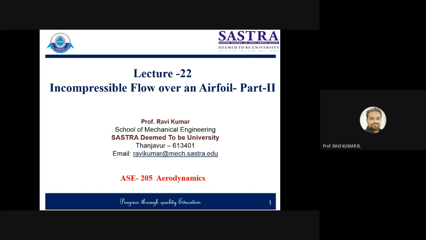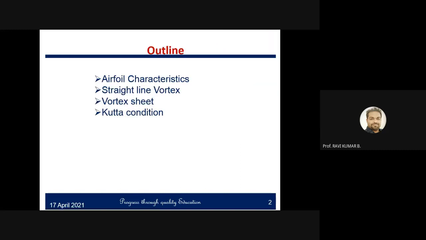So today we are going to start with the CD characteristics as we left off in the last lecture. These are the outline of today's lecture. We'll be starting with the drag characteristics, then move to the starting line vertex, what is the starting line vertex, then we'll see what is vertex sheet, and finally we'll end up with the Kutta condition, what is the Kutta condition.